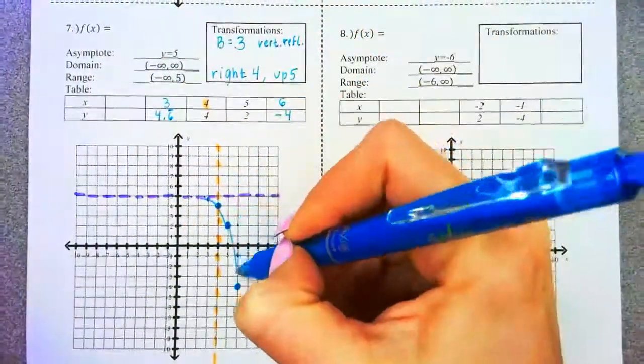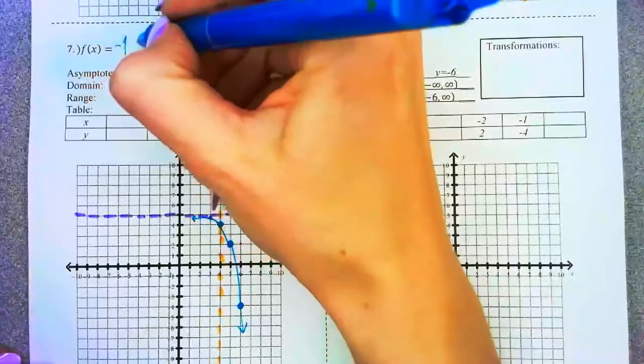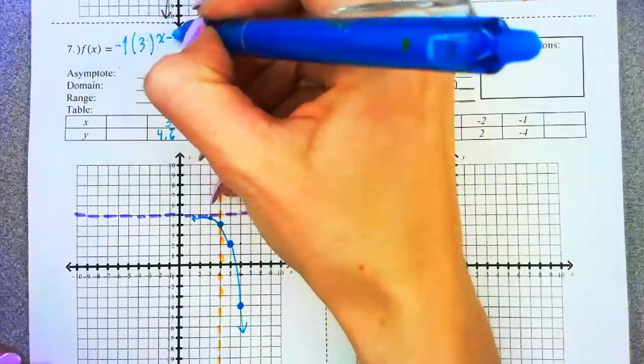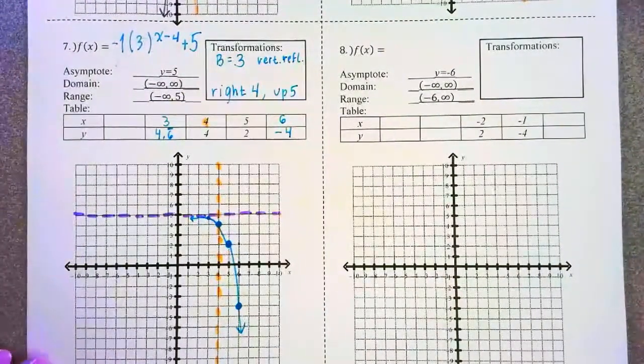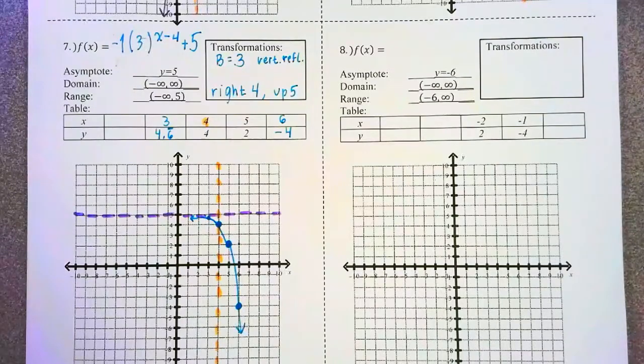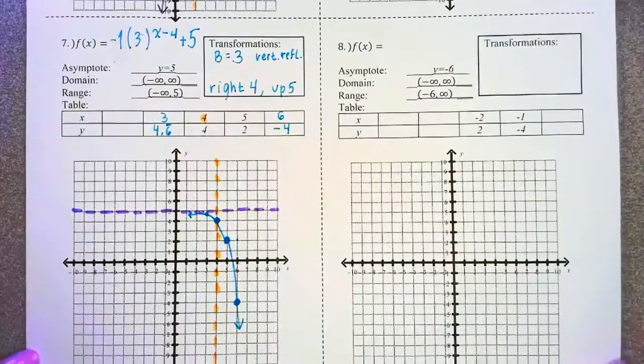If my base is 3, I can write my equation of f of x equals negative 1 times 3 raised to the x minus 4 plus 5. A few other points are indicated by the table. Example 8, I'm going to go about it the same way.